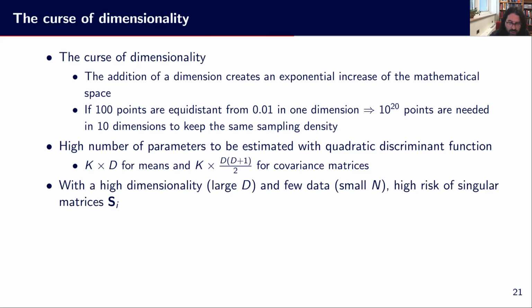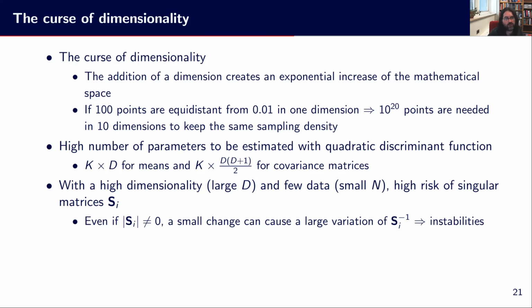So when we are looking at high dimensionality with a large d, with few data, a small n, there is a high risk of singular matrices. That means that we may get cases where there is some correlation between the variables, which may be real or not, it depends. And we also have cases where we can have zero variance. This is also possible. But I would say there are many degenerate cases possible with higher dimensionality.